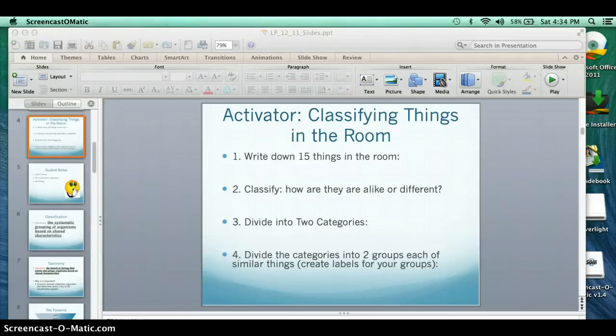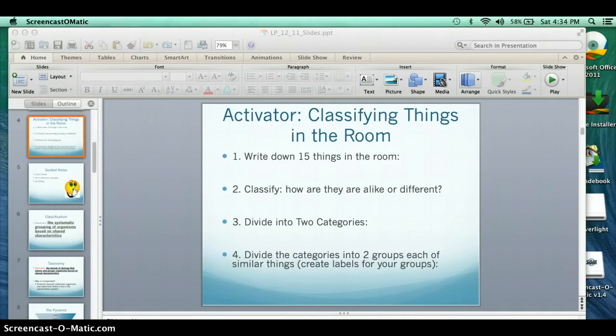Hey guys! Okay, so today we're going to talk about taxonomy, which is a fancy word for classification. So basically grouping things into different groups. So we're going to be talking about grouping different species into different classifications, so different groups.